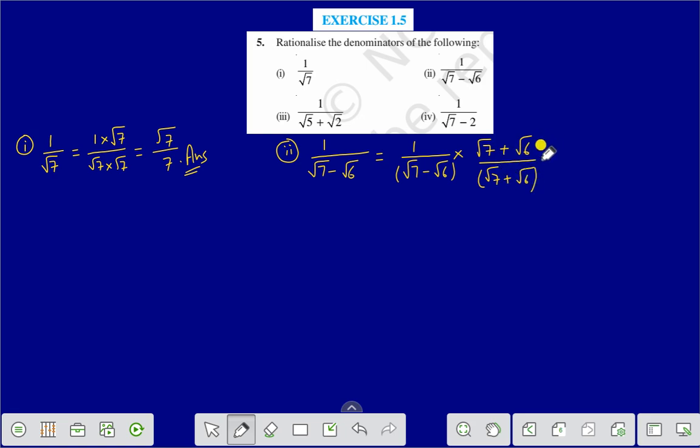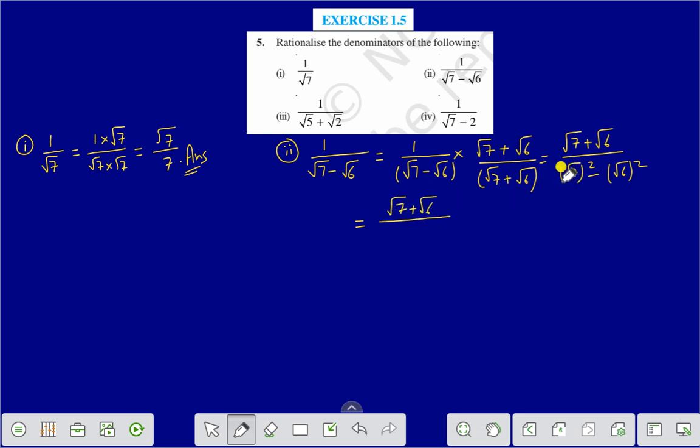And we are getting root 7 plus root 6, divided by a minus b into a plus b, that is root 7 whole square minus root 6 whole square. That means we are getting root 7 plus root 6.